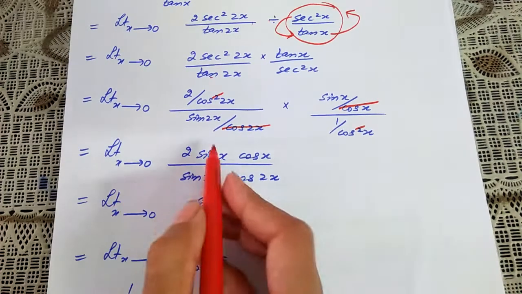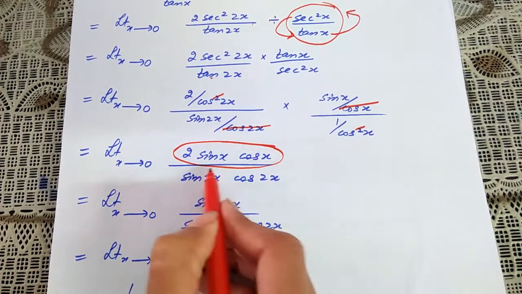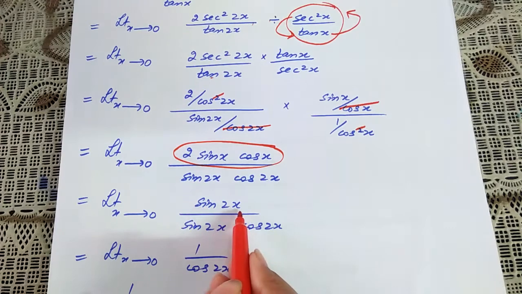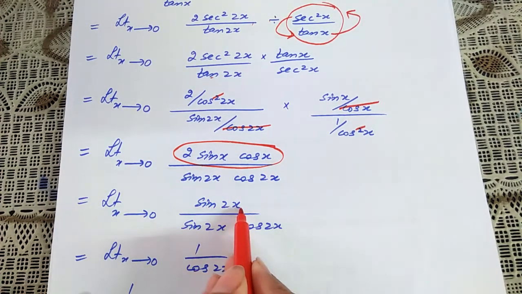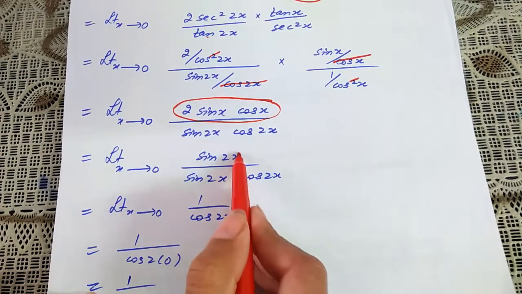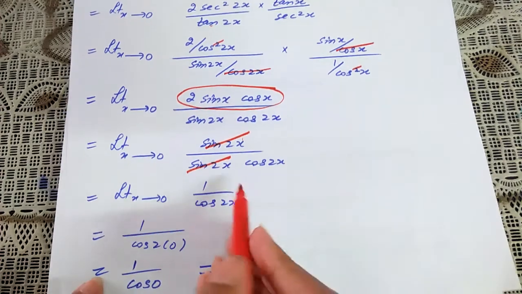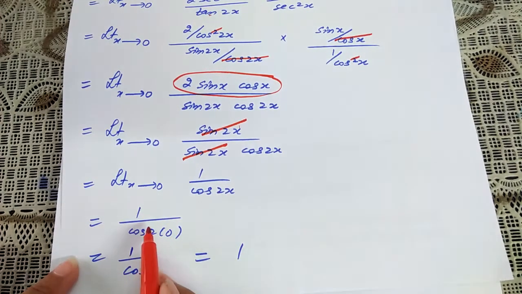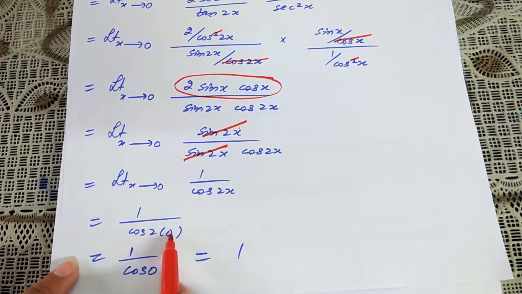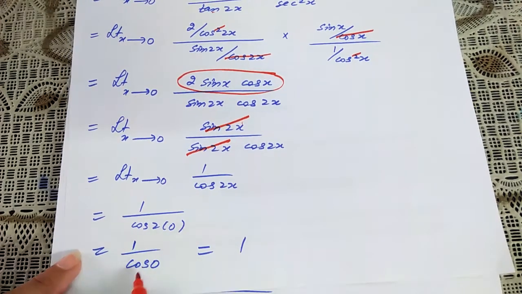Now we know very well that this is an identity. 2 sin x cos x is always equal to sin 2x. The denominator remained as it is. Now this sin 2x will be cancelled with this sin 2x. We will remain with 1 over cos 2x. Use this limit value x = 0 in this. Cos 2 times 0 is cos 0, and cos 0 is always 1. So 1 divided by 1 will give us 1 again.